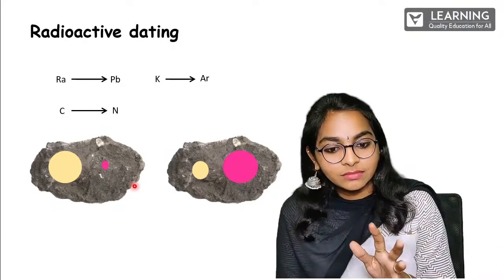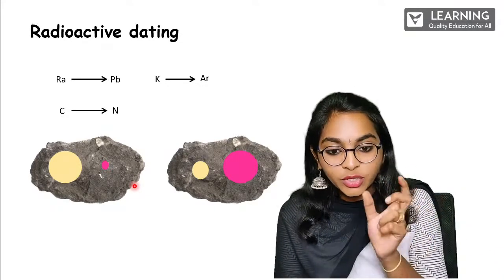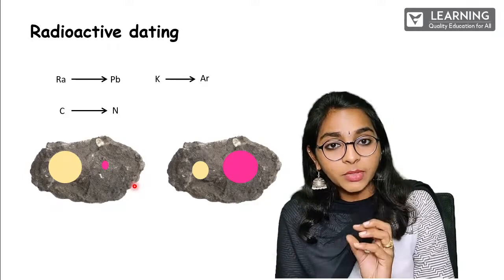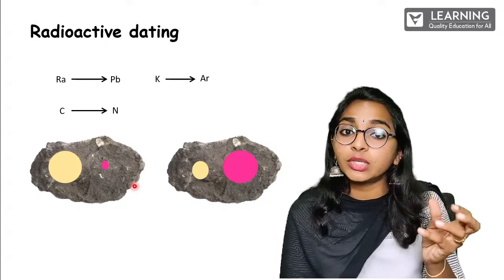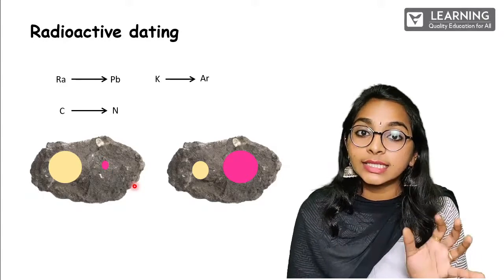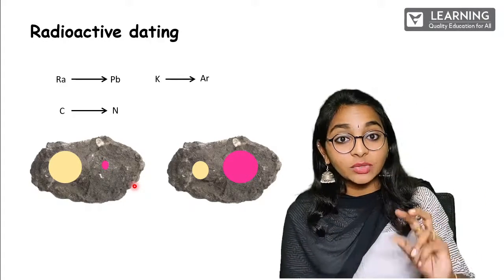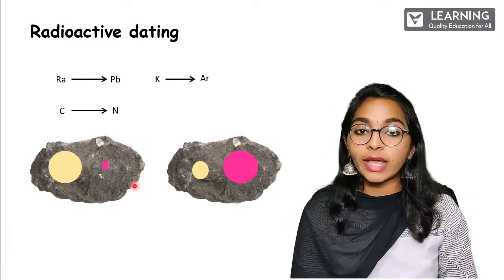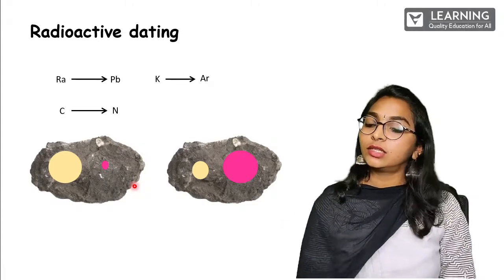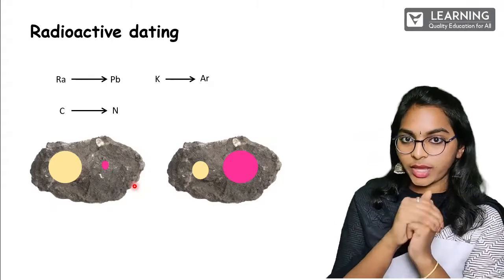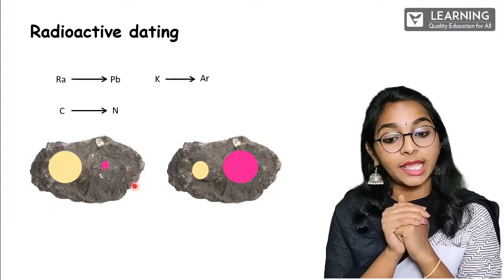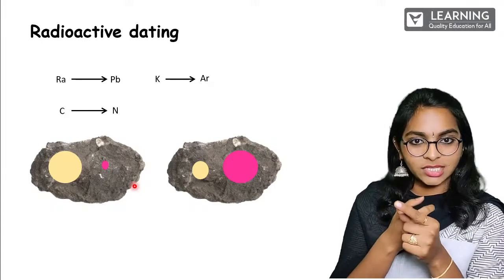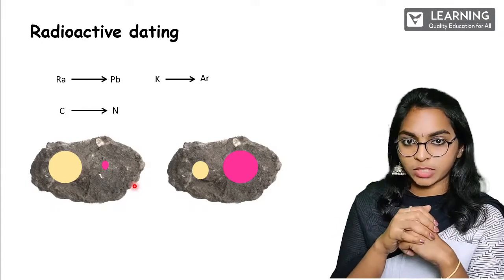This is clear with this comparison. So here we'll be checking how much potassium is there and how much of that potassium has got converted into argon. With that conversion, we can find the age of a particular fossil, or the age of a rock as well. So these two are the basic methods used to find the date of fossils. One is radioactive dating and the other is relative dating.